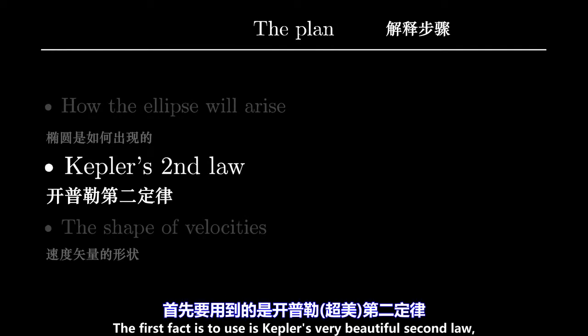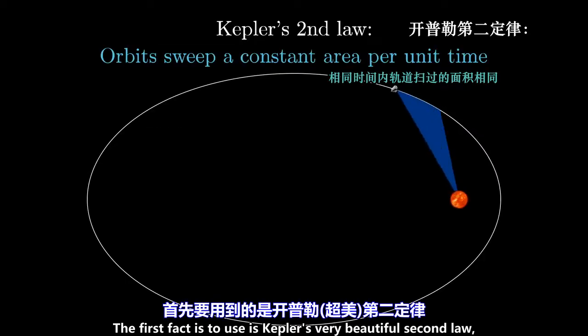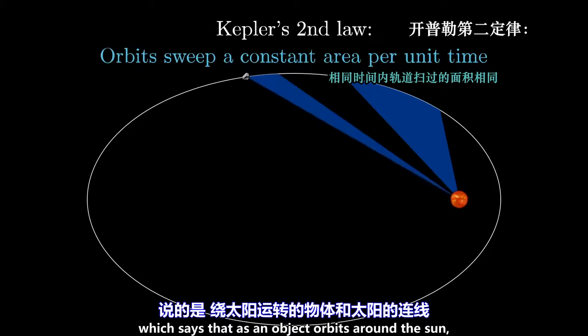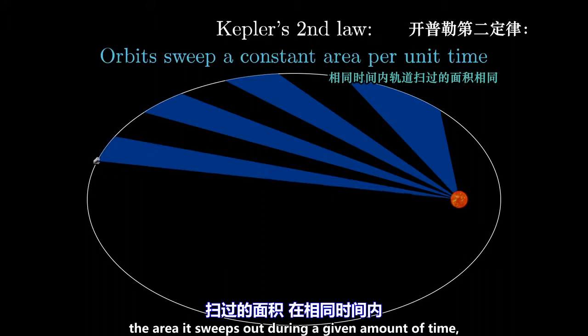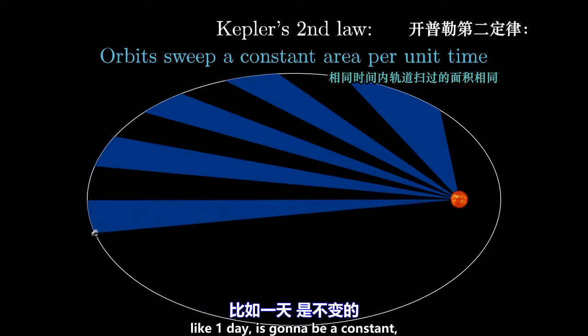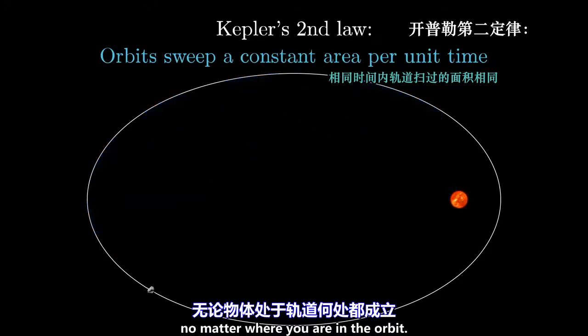The first fact is to use Kepler's very beautiful second law, which says that as an object orbits around the sun, the area it sweeps out during a given amount of time, like 1 day, is going to be constant, no matter where you are in the orbit.